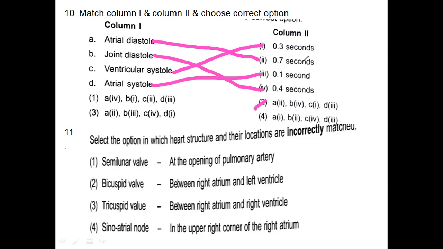Select the option in which heart structure and their locations are incorrectly matched. Semilunar valve at the opening of pulmonary artery, bicuspid valve between right and left ventricle. This is right, no, left. Tricuspid valve between right atrium and right ventricle. SAN in the upper right corner of right atrium. Okay, semilunar valve opening of pulmonary artery. So the wrong one is second.